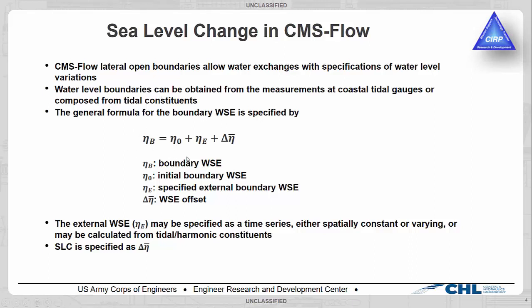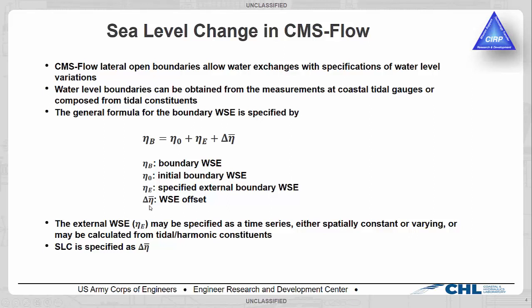Eta b equals eta 0 plus eta e plus delta eta over bar. Eta b is the boundary water surface elevation. Eta 0 is the initial boundary water surface elevation. Usually we set it to start with 0, right? Eta e is the specified external boundary condition. That's the boundary condition we get from a NOAA gauge, or from tidal constituents.